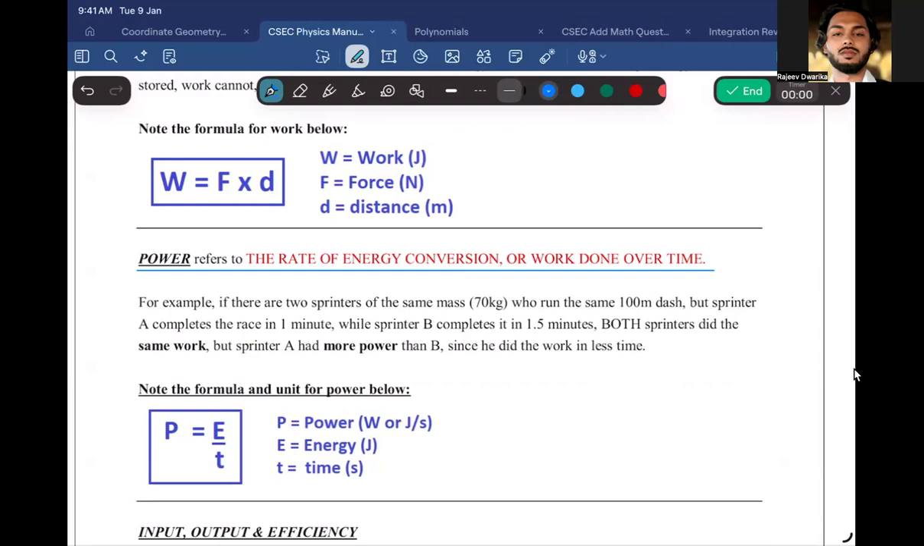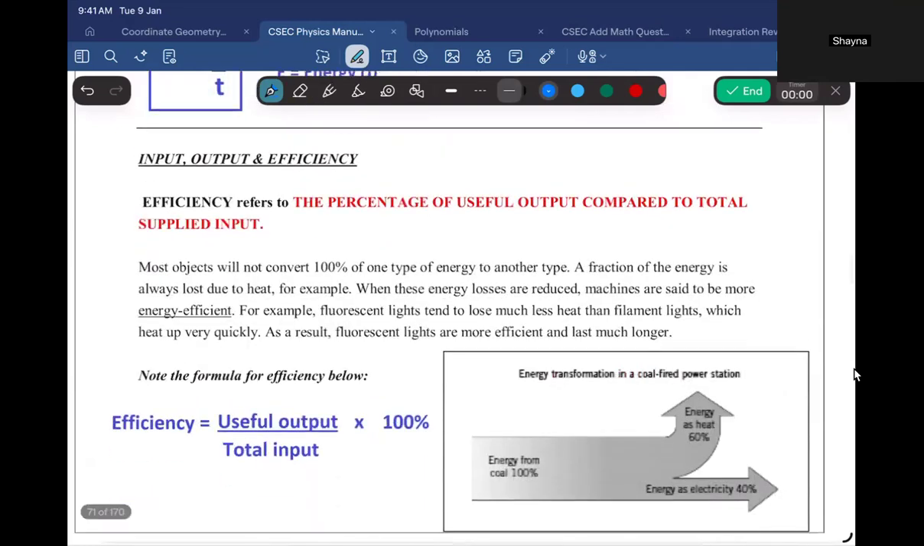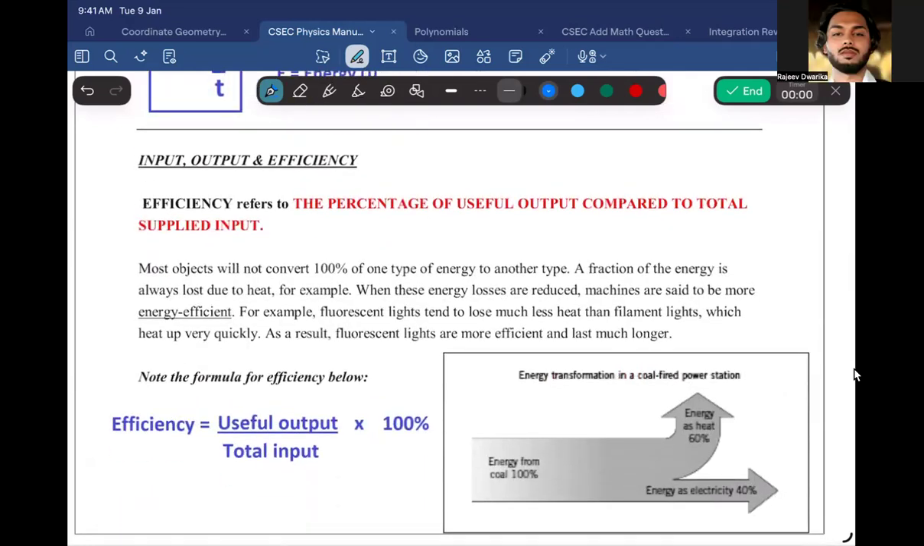All right, so Shina, do you have the formula for work copied down as well as the definition for power and its formula? Yes, sir. Okay, nice. All right, so input, output, and efficiency. By the way, Jira, are you copying down notes or are you in work right now? I am in work, but I'm making small notes. All right. Okay, so input, output, and efficiency.